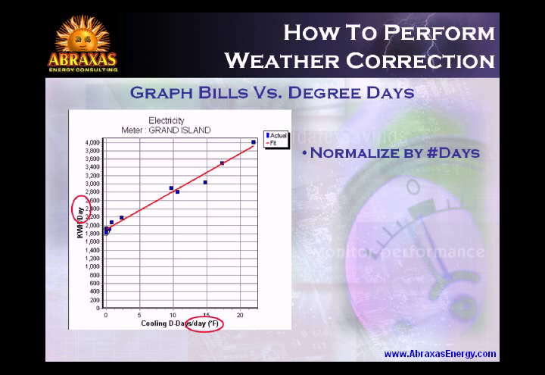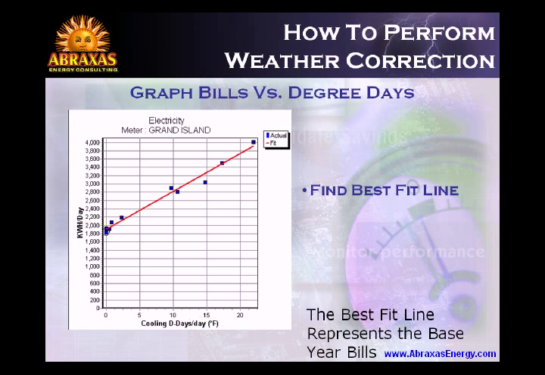Now that we know number of degree days, we can graph usage by degree days. In this graph, we have divided usage and degree days by number of days in the bill. We divide by number of days to normalize each bill. This allows us to put long and short bills on the same graph. The next step is to find the best fit line which represents our base year bills. This is the line that comes closest to all of the bills. Finding the best fit line is also known as regression analysis.